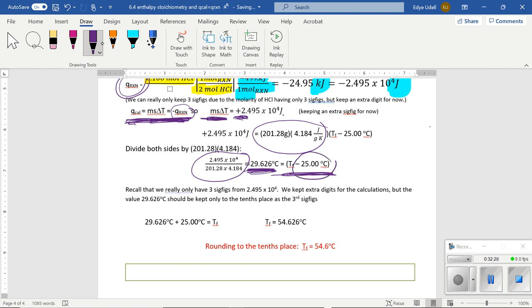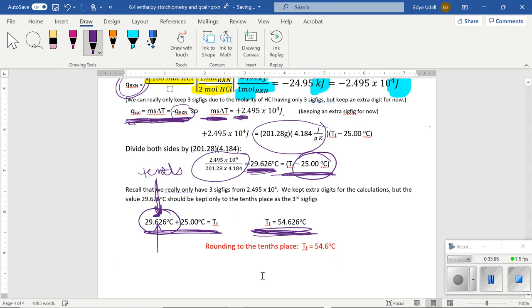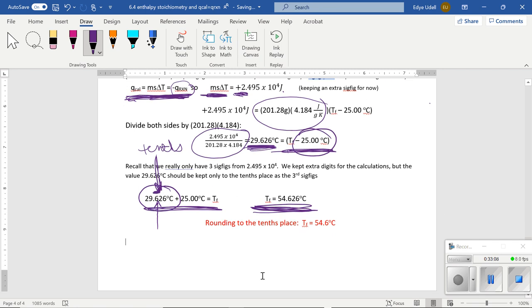Now I add the 25 Celsius to both sides, and I get this for my final answer for the T final. I have to round to the tenths place because I was only allowed to keep 3 sig figs in this number. So this was my last sig fig. And with addition and subtraction, I have to pay attention to the placeholder. I only had information to the tenths place, so I'm going to have to round my final answer to the tenths place. Let's see what's under here. Nothing. Okay, that's it.